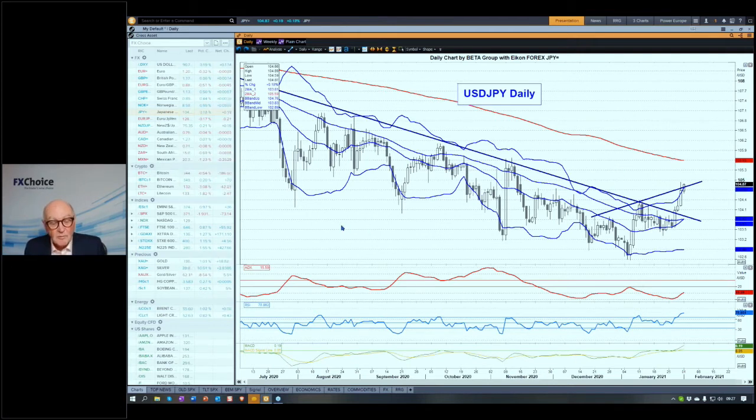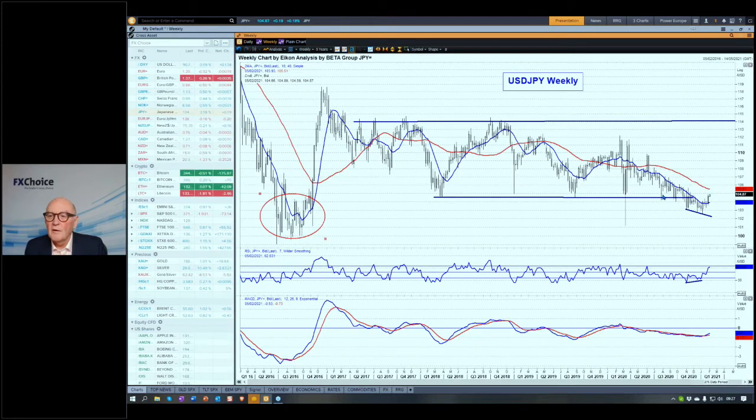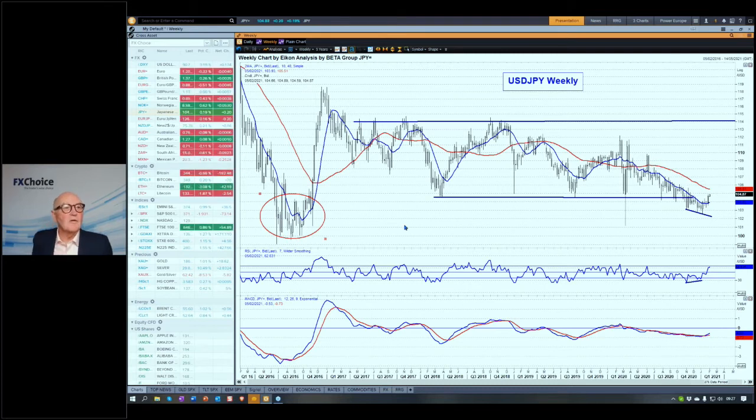Still a long-term correction, however, and into, we of course know, a massive amount of resistance. So it can stall, and it probably will stall later. But as always, we wait.